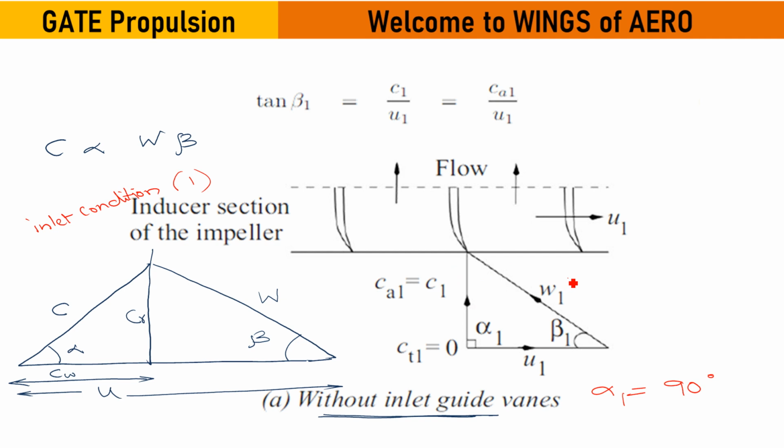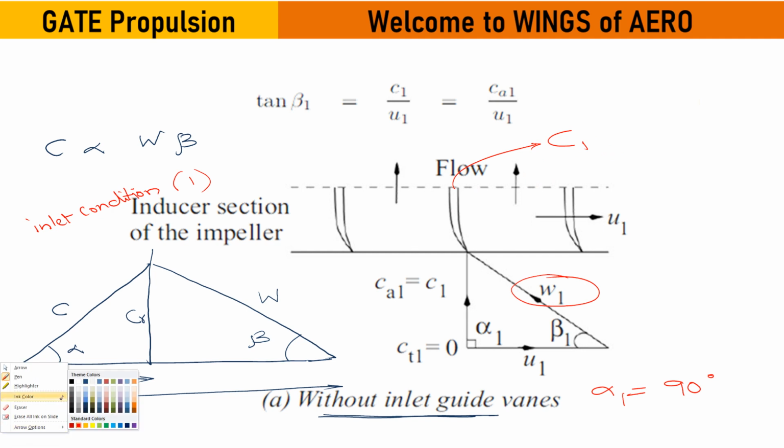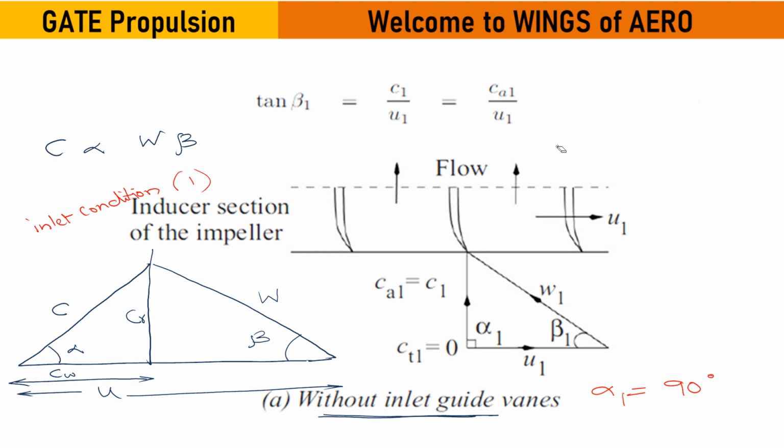When it is entering, remember I have said it is entering as a relative velocity, and when it is expelling out or leaving the blade or tip, it will be an absolute velocity. That's how. This is an important point to note down. It's for the recap, already we have discussed. Today we'll mainly focus on the inlet condition.